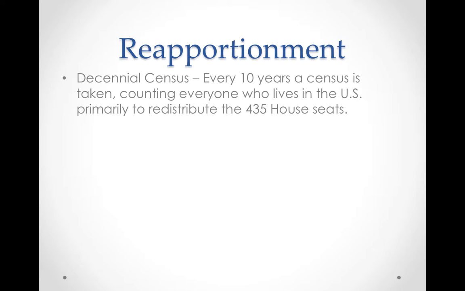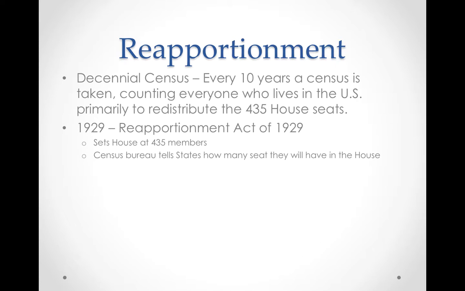So that 435 is actually a permanent number that was set by the Reapportionment Act of 1929. It says there will be 435 members in the House of Representatives, and that every 10 years the Census Bureau will count all of the people for figuring out where we're going to shift these 435 members. And then the states are responsible for taking that number and then redrawing the lines.